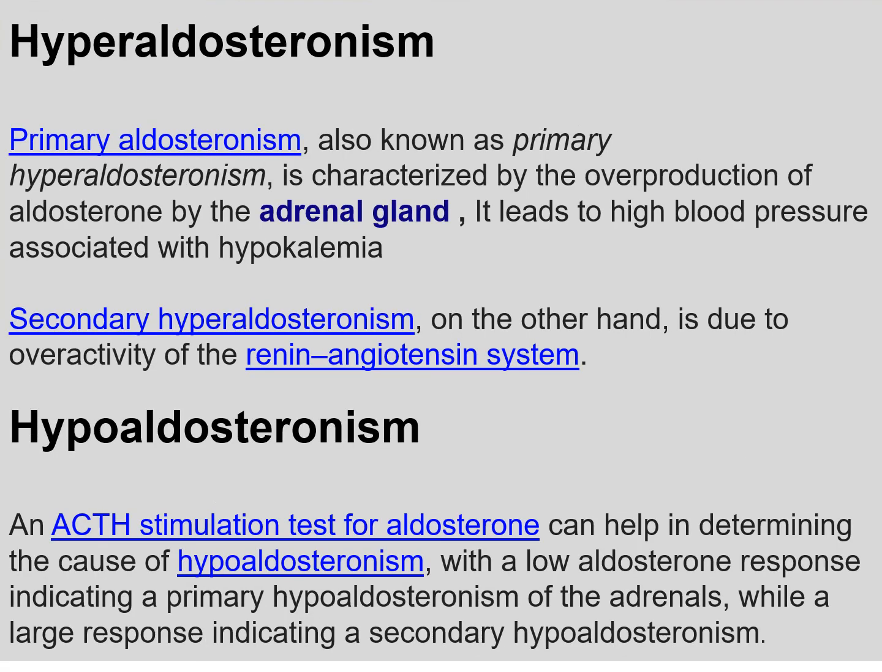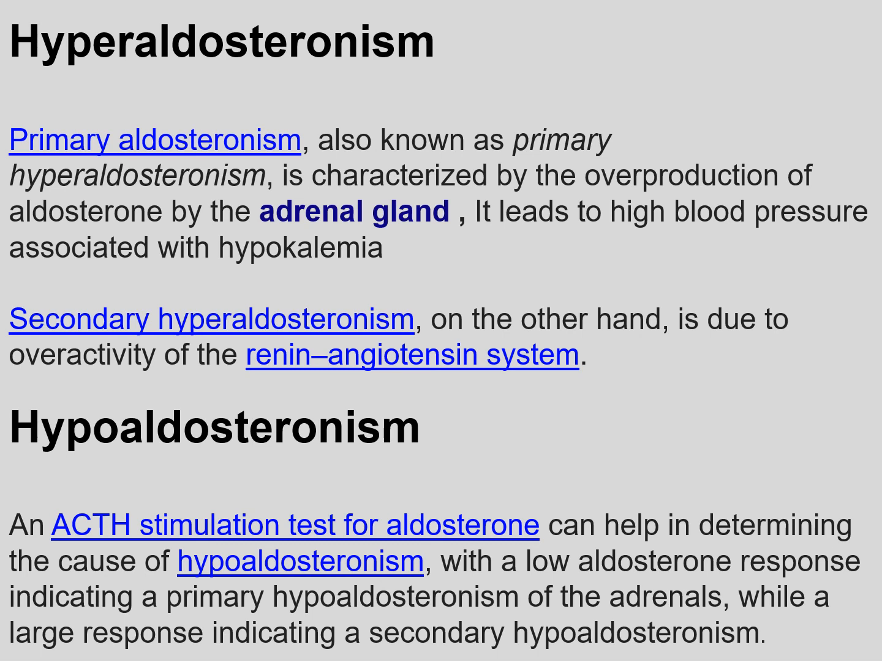Up till now we read about hypoaldosteronism. Now we will read about hyperaldosteronism. If the body is excreting excess of aldosterone, then what happens?